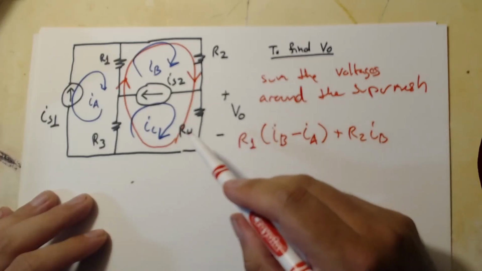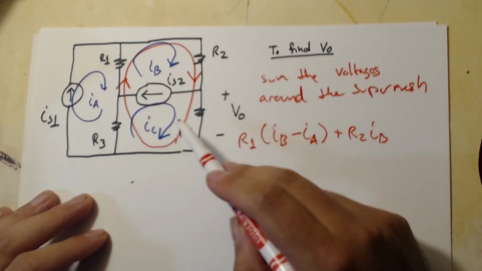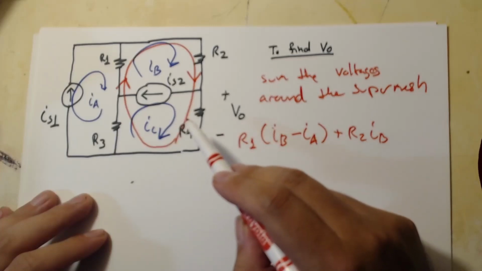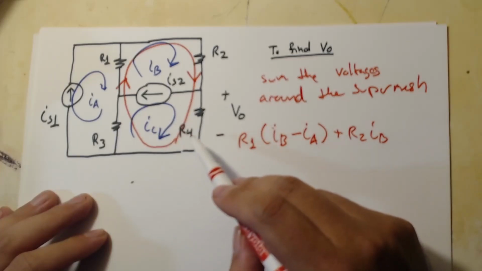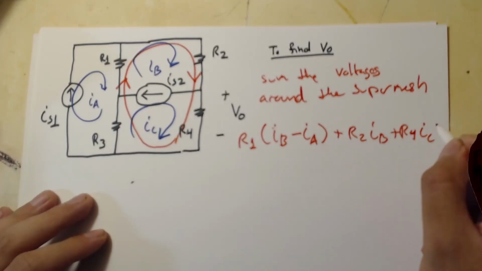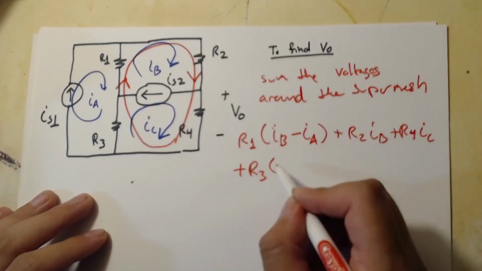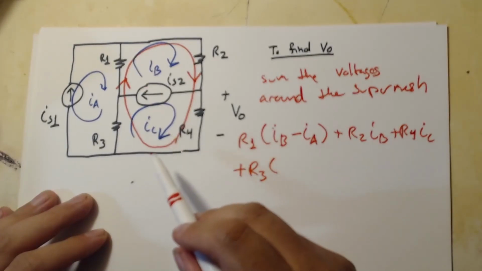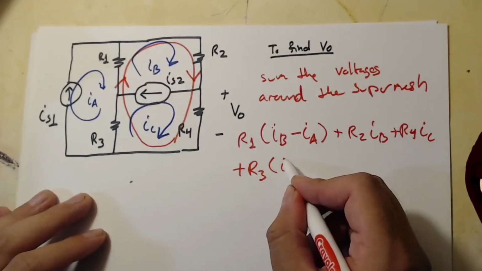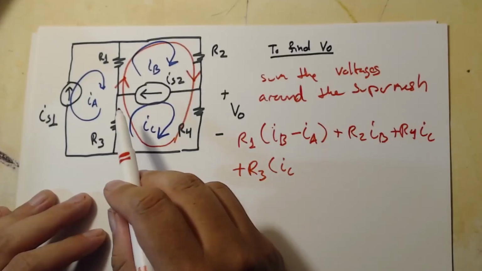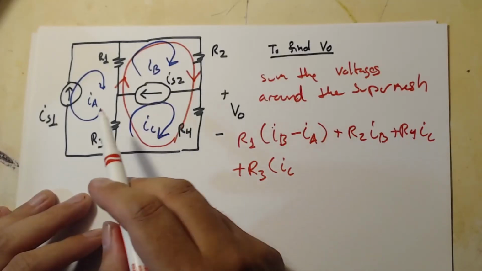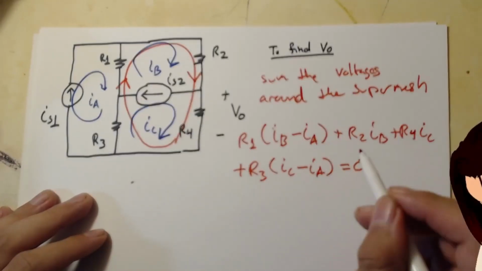Now when we go here, we're in IC. In this part of the super mesh, we're dealing with IC, so it's just R4 times IC. Now we get to R3. It agrees with IC because we're going in this direction, but it disagrees with IA. And that's it.